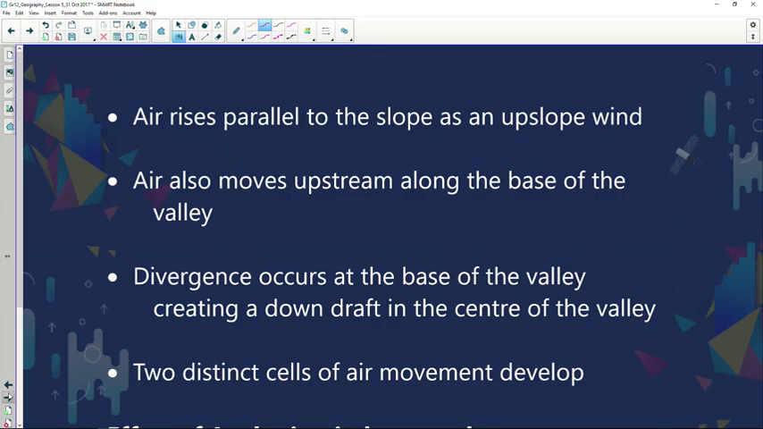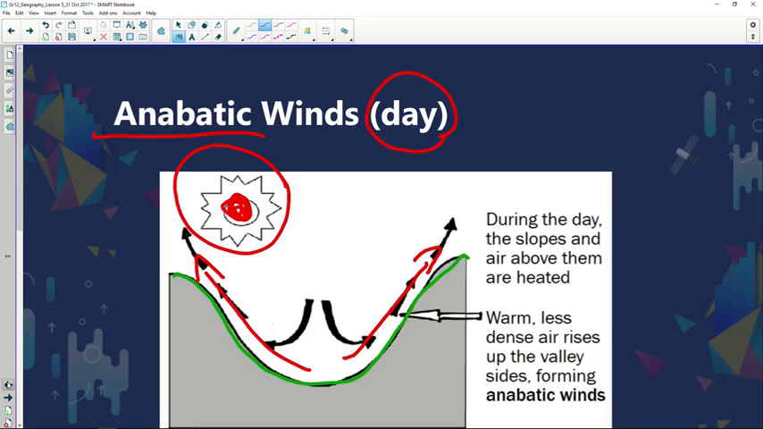It starts to rise. Now, if you quickly look at our second slide with more characteristics, the air rises parallel to the slope. We also call them upslope winds. Now, very importantly, if you go back to the diagram, you can see the air is moving parallel with the slopes, and what do we experience right here in the middle? Divergence.